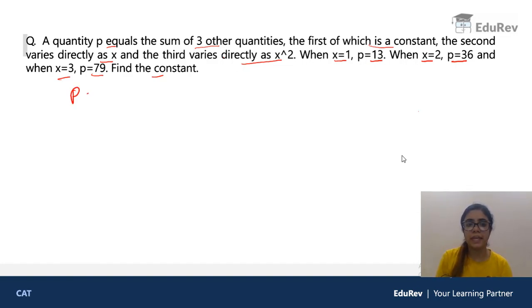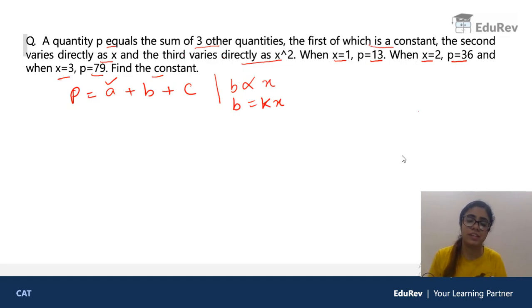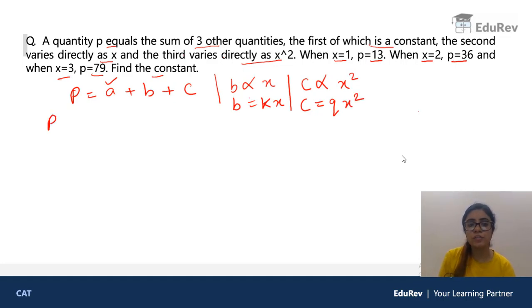So let's say, now what are they saying? A quantity P is a sum of 3 parts. Let's say the 3 parts are A, B and C. The first is a constant, so A is a constant. The second varies directly as x, so B varies directly as x. So let's call it B is equal to kx, because when you remove the variation sign, you have to add a constant. Okay? And the third, that is C, varies directly as x square. So when you remove the variation sign again you have to add a constant. Let's add q. So this will become qx square. So your equation will become P is equal to A plus kx plus qx square.